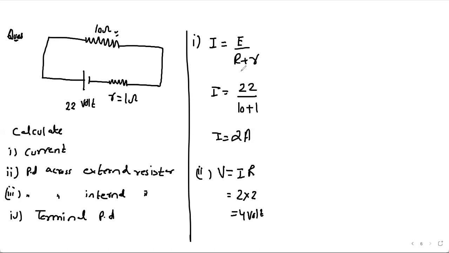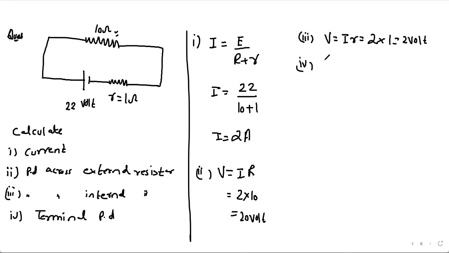You need potential difference across internal resistance. That's I into r. Your I is 2, r is 1, so that's 2 volt. Yes, Abdul, it's 20, right? Sorry, R is 10, so 2 into 10 is 20 volt.